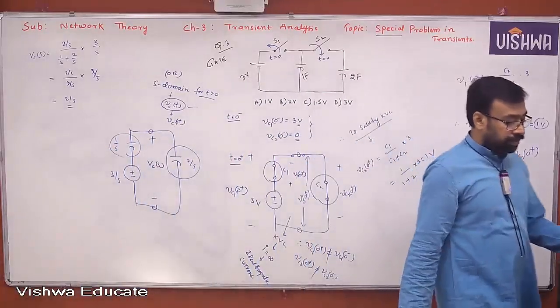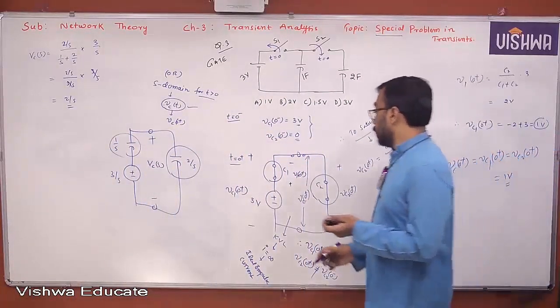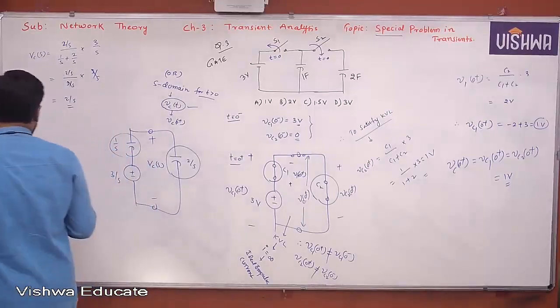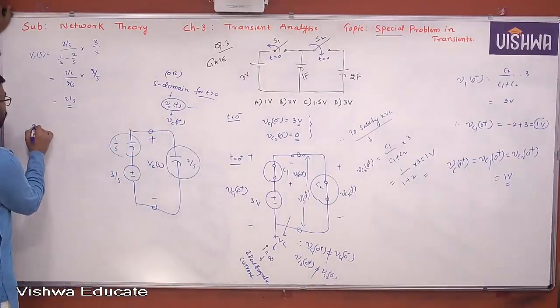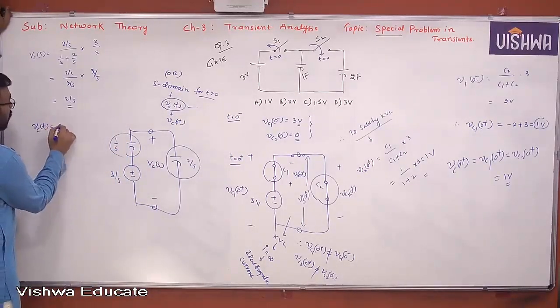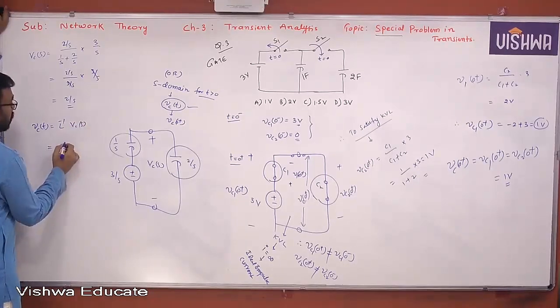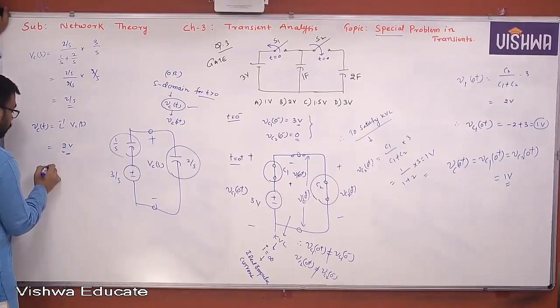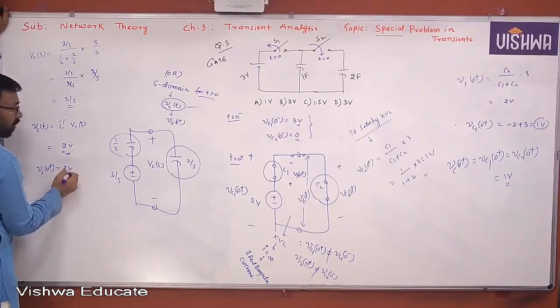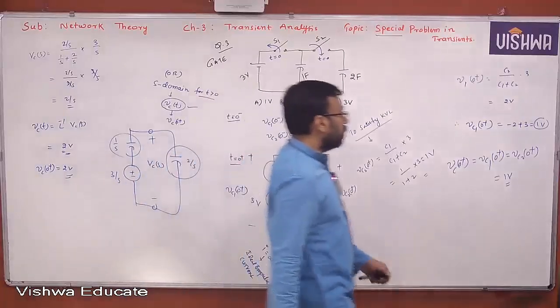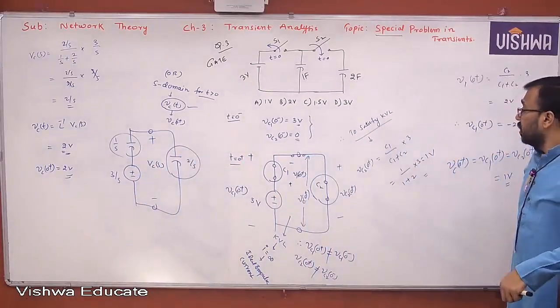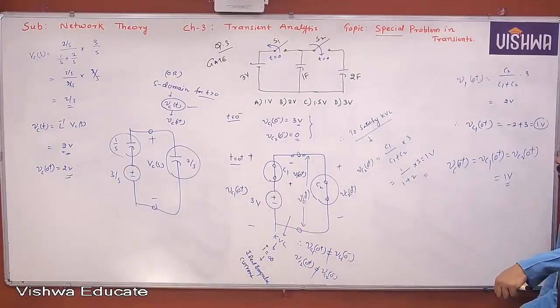Okay, right. So once you know VC of S, can't you find VC of t? The inverse Laplace transform of VC of S is nothing but 2 only, 2 volts. So VC of 0 plus is also 2 volts. But what did you actually get here? 1 volt, right? So somewhere you have made a mistake. Where is that mistake? You can see the voltage.